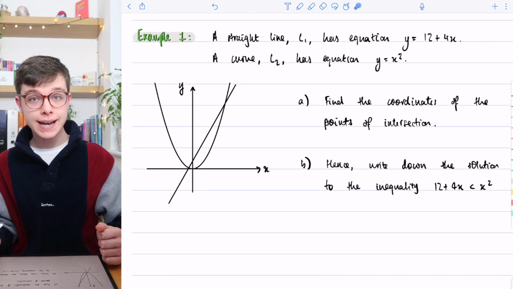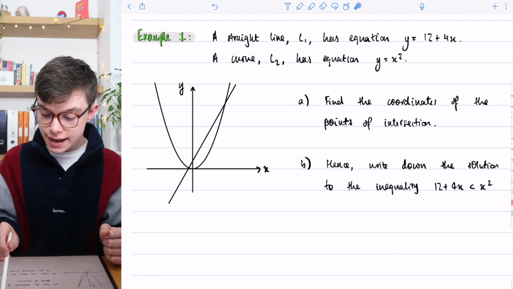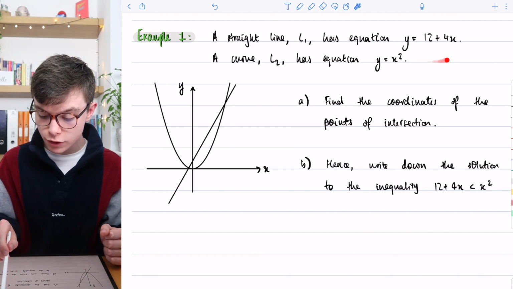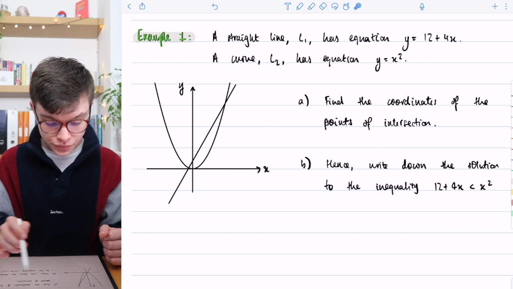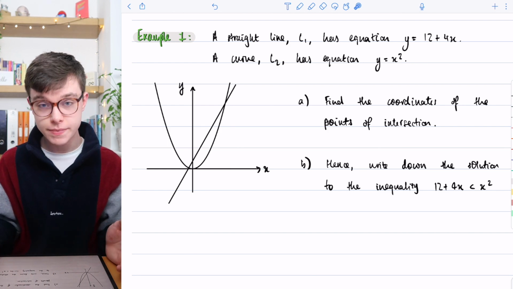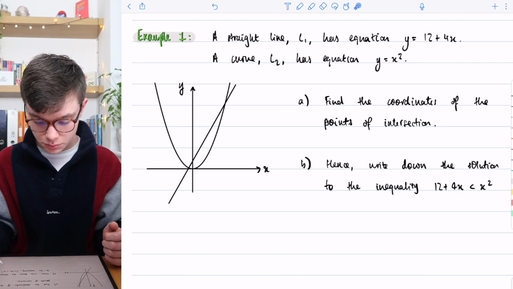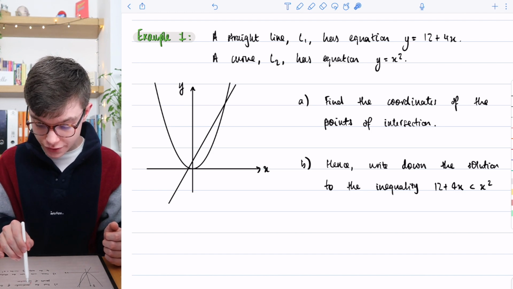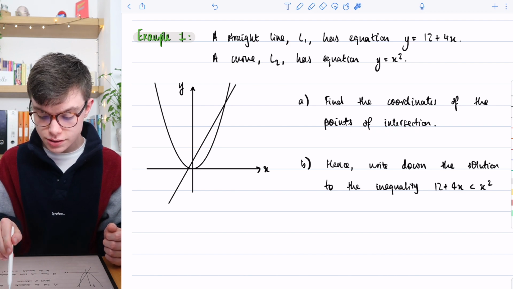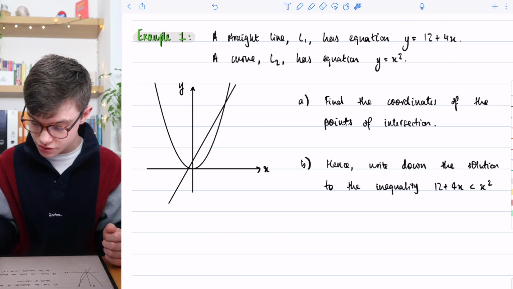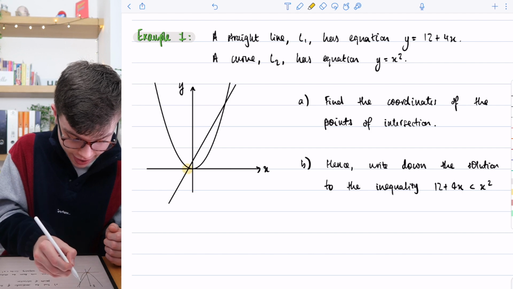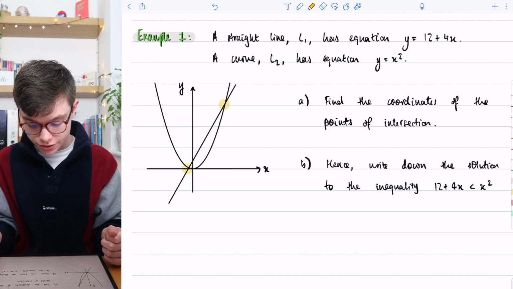Again, I've got a straight line and a curve. The straight line has this equation, y is equal to 12 plus 4x. And the curve has this equation, it's just our general quadratic, y is equal to x squared. The first thing we want to do is find the coordinates of the point of intersection. So it's where these two graphs cross. We can see that is there and there, so find what those coordinates are.